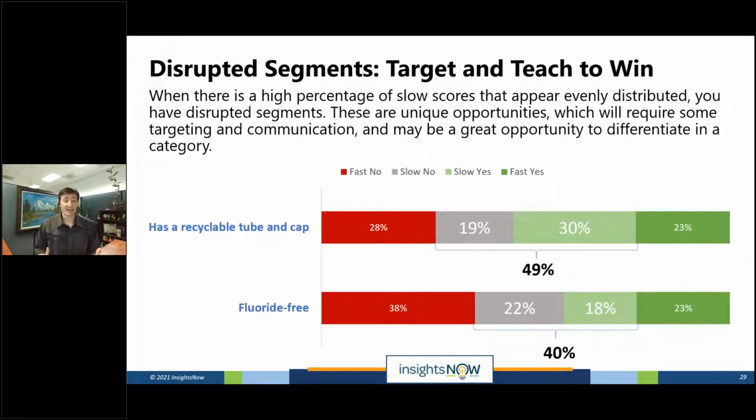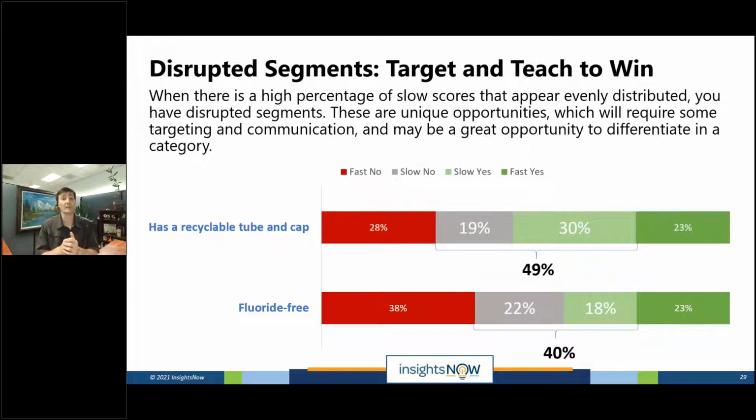Now, disrupted segments. What we're looking for here is the overall percentage of people who have a slow response. So combine the slow no and the slow yes. Basically, we're looking for those scenarios where there's essentially a flat distribution or a really highly skewed to slow distribution. And two good examples here is recyclability.